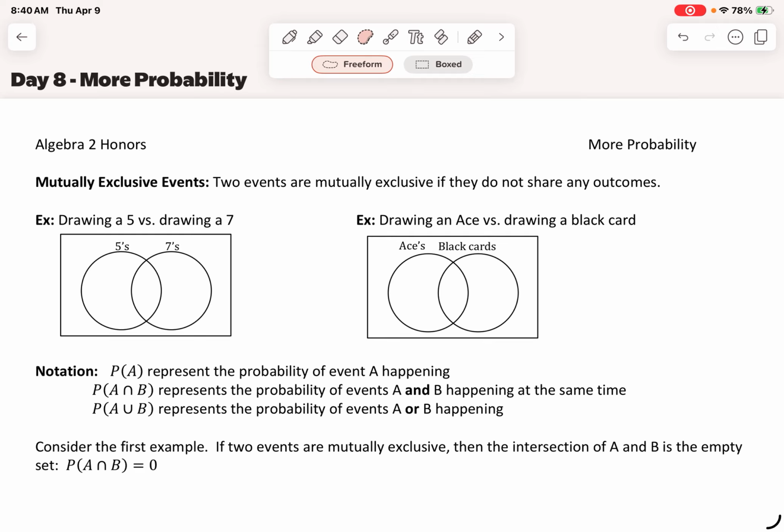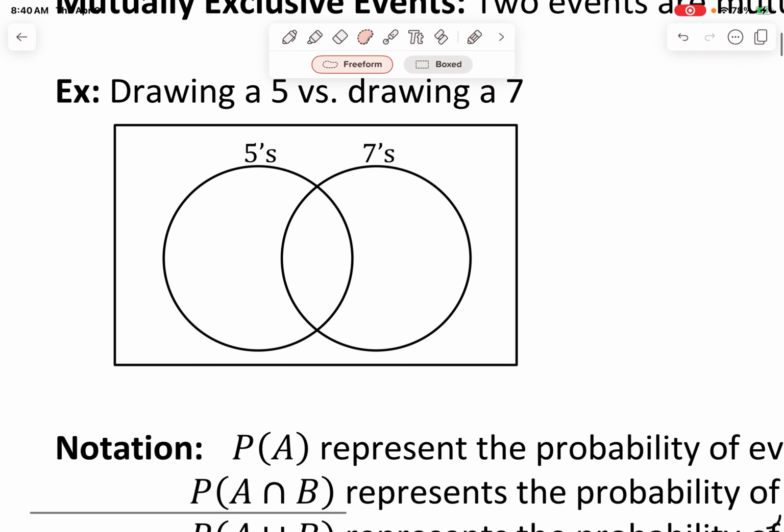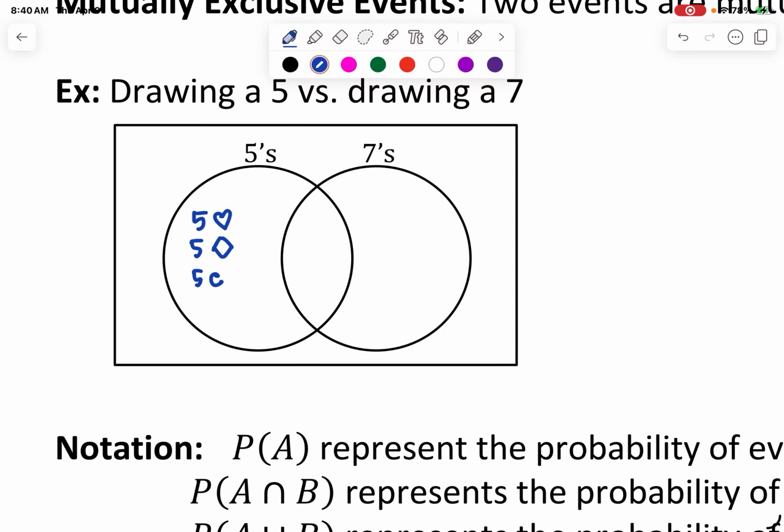I'm going to give you two examples, one of which is mutually exclusive and one of which is not. Let's look at this first one right here. Drawing a 5 out of a deck of cards versus drawing a 7. There are 4 cards that have a 5 on: the 5 of hearts, the 5 of diamonds, the 5 of clubs, and the 5 of spades.